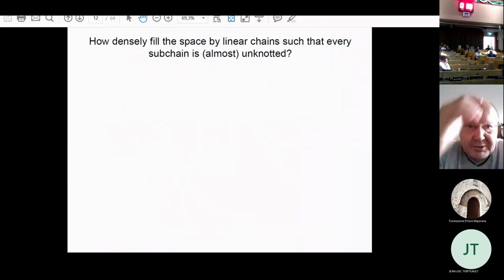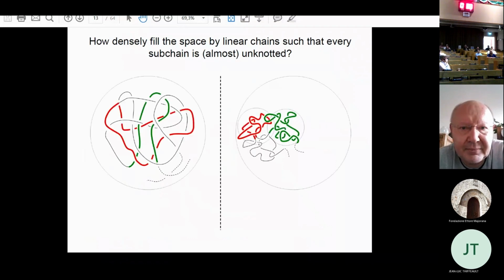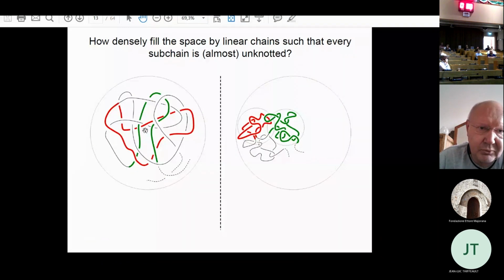And we come up with the question: how densely is space filled by a linear chain such that every subchain is almost unknotted? There are two options. One is that we have a very long polymer chain, and suppose that we have two loops separated along the chain. In principle, we can imagine that these loops can penetrate each other.